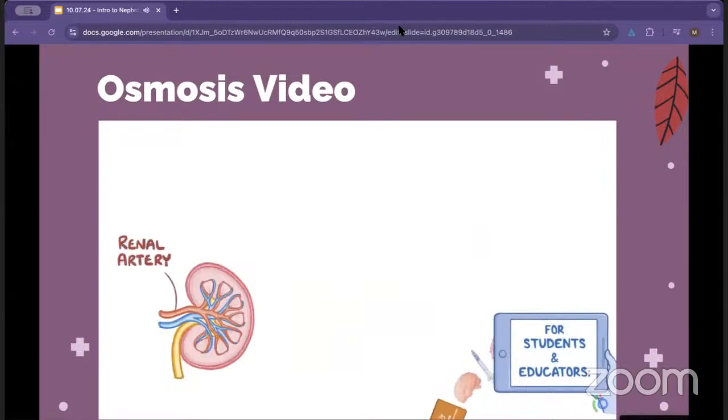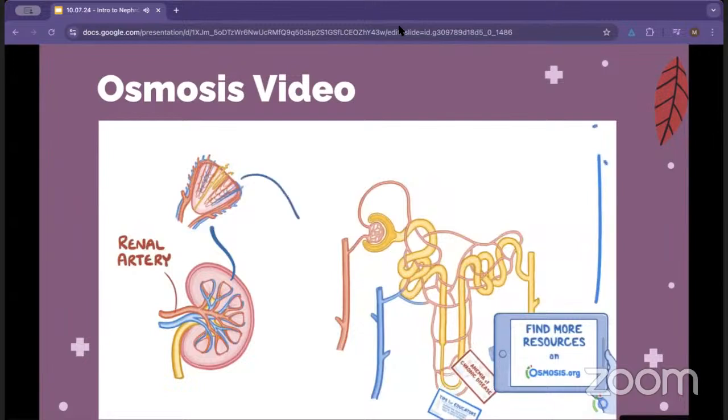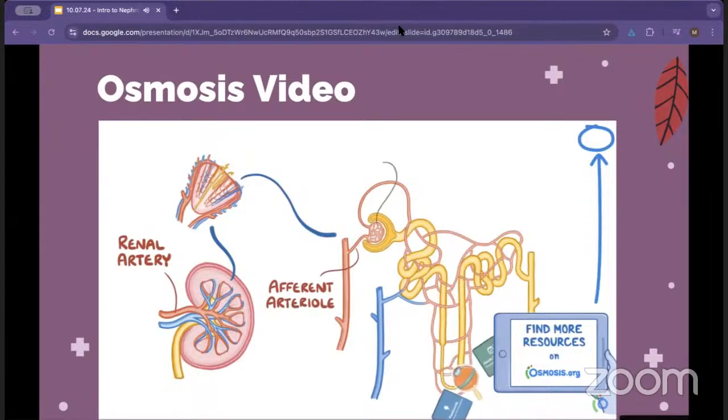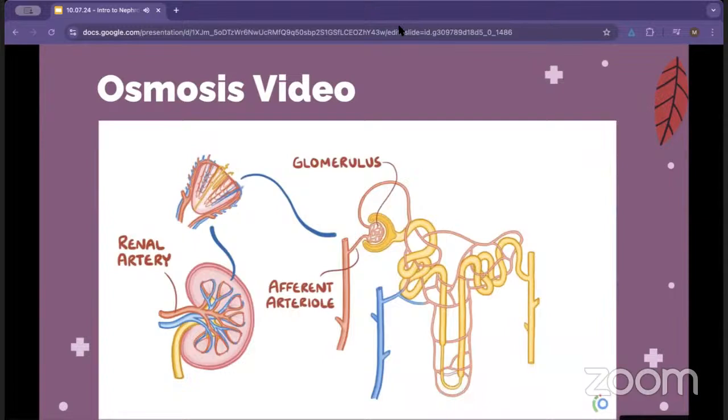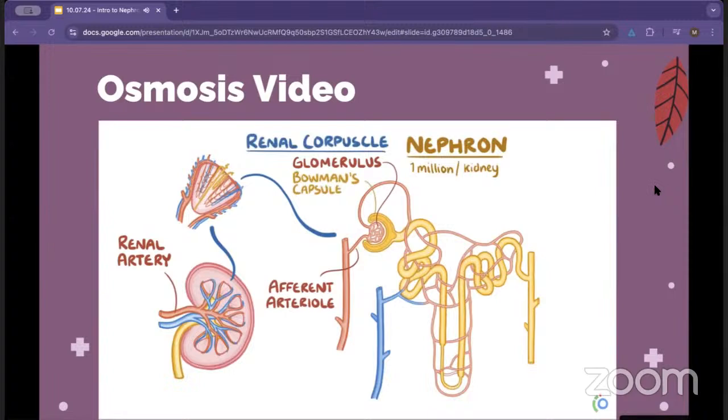Blood from the renal artery flows into smaller and smaller arteries, eventually reaching the tiniest of arterioles called the afferent arterioles. After the afferent arteriole, blood moves into a tiny capillary bed called the glomerulus. The glomerulus is part of the functional unit of the kidney called the nephron. There's about 1 million nephrons in each kidney, and each of them consists of a renal corpuscle, made up of the glomerulus and the Bowman's capsule surrounding it, and a renal tubule.